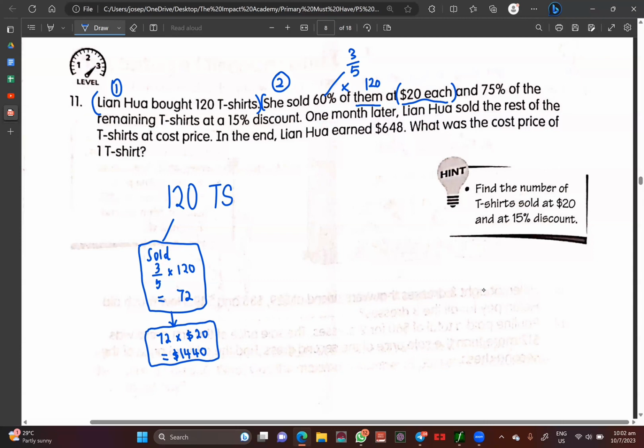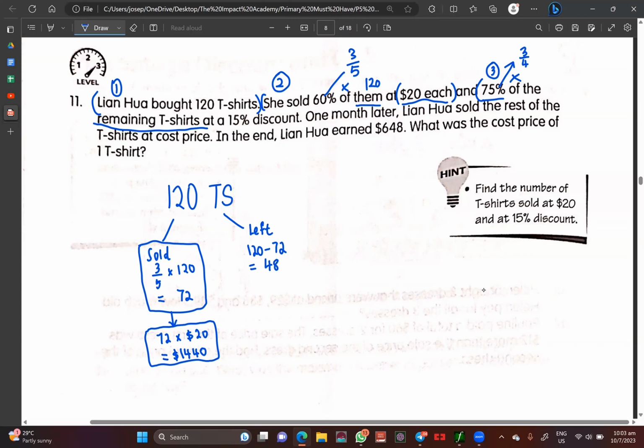Now once I'm done with that, I can move on to sentence number three. It says 75%, so quickly change that to 3 over 4. If you're wondering how did I get to 3 over 4, you just press 75 over 100 on your calculator. It will simplify it for you to 3 over 4. Same thing, the remaining t-shirts. So this is where it gets a little tricky. What I like to do is first say, if I sold 72, then how much am I left with? That means I'm left with 120 minus 72, and that brings me to an answer of 48.